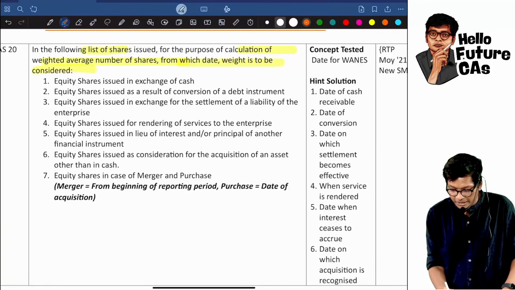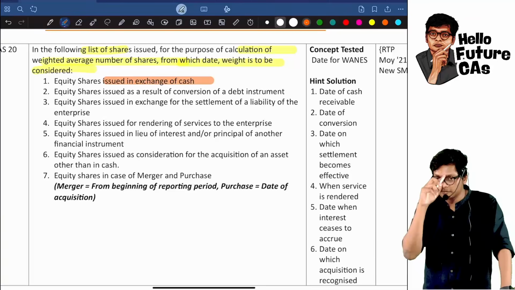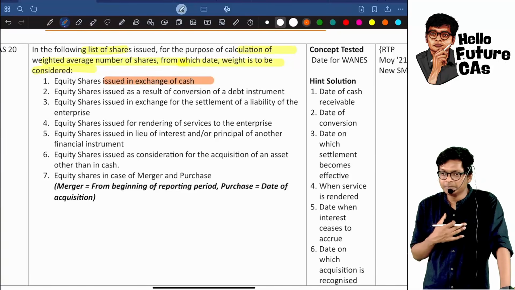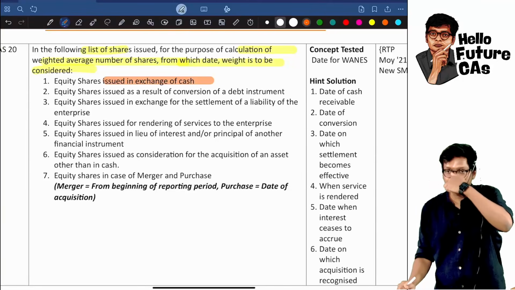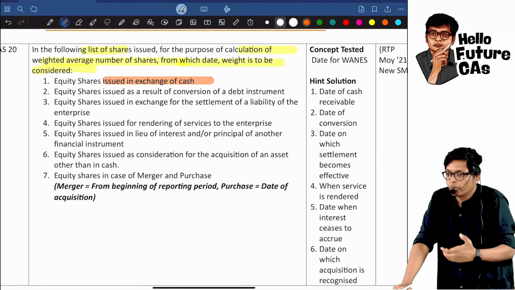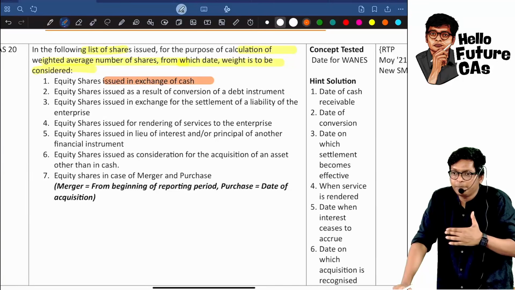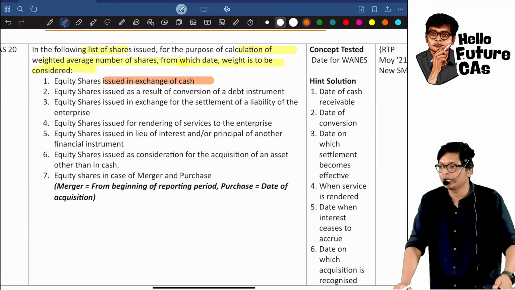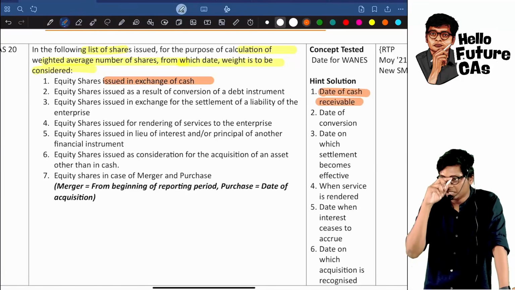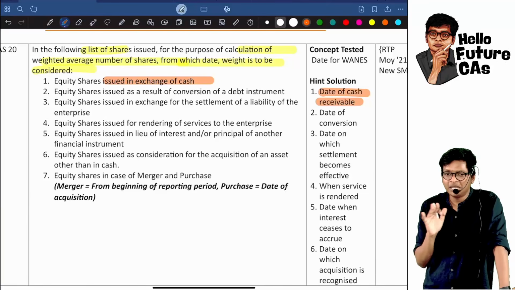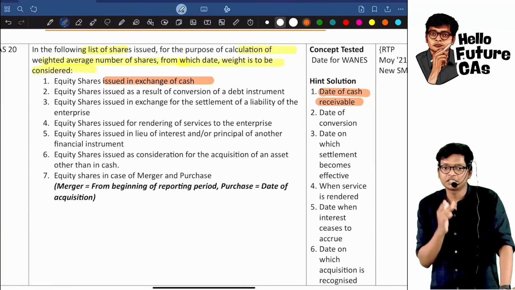Okay. If shares are issued for exchange of cash, simple. When should I get that cash? See, I'm giving shares, I'm getting cash. I issued shares on 1st October to my employees. Which day should my employees give cash? 1st October. From 1st October it becomes due. So the date on which cash is receivable. Are you following? Don't have to mug up. Just have a rough knowledge for MCQ.